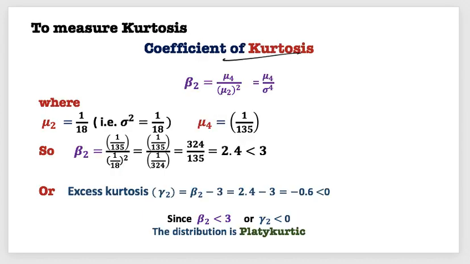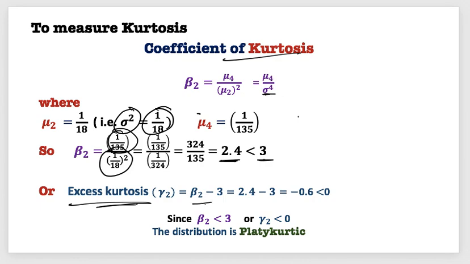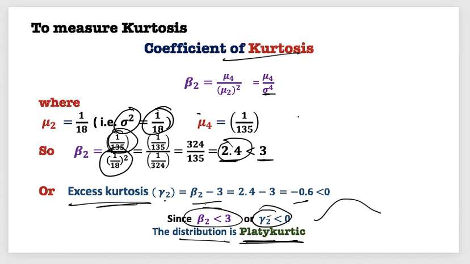And for the kurtosis, we write mu4 by sigma to the power 4. Because sigma square is given to us as 1 by 18, we can find sigma to the power 4, which will be 18 square, and the numerator is mu4, which is 1 upon 135. After simplification, we get 2.4, which is less than 3. So in this question also we are facing the same pattern, which is negative in case of gamma 2. It is less than 3 because the answer is coming out to be 2.4. Or we can say gamma 2 is less than 0, so the distribution is the flattened one, right? Flattened one means platykurtic.